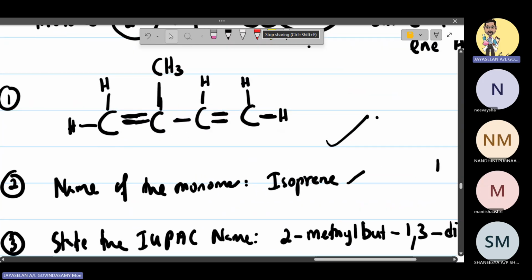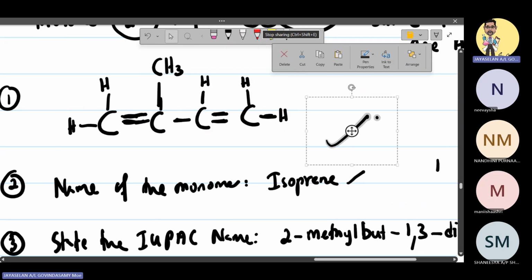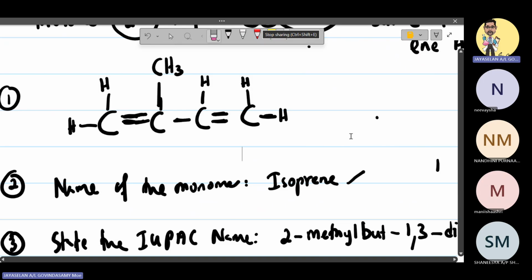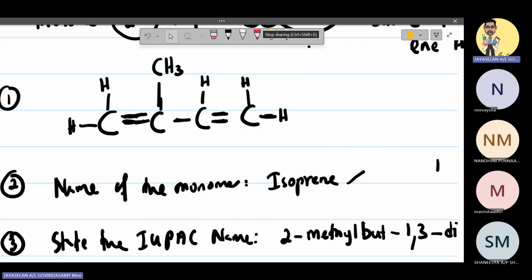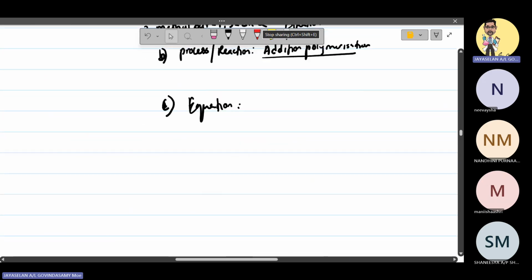When there are two double bonds, if there is one double bond, you cut one double bond. When there are two double bonds, you have to cut everything. So how to cut? I don't know how to cut.